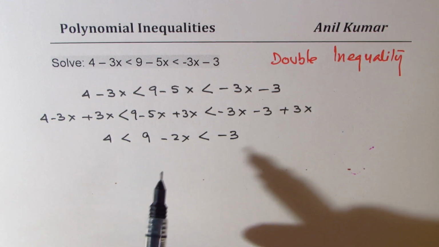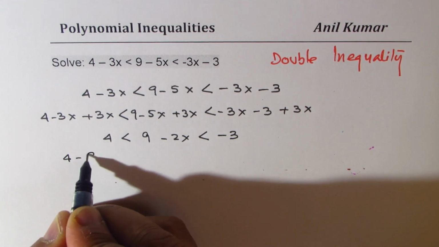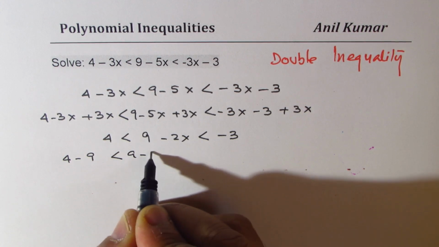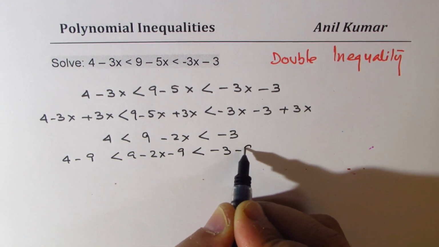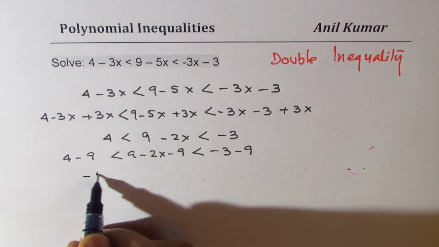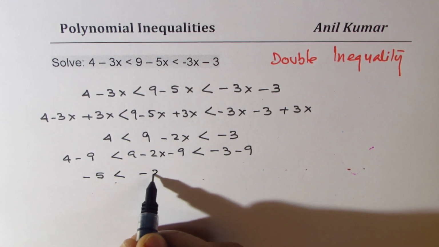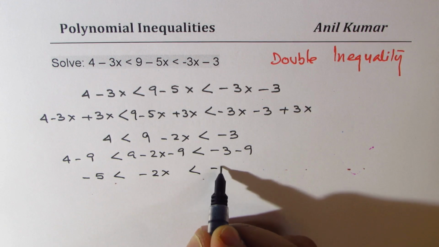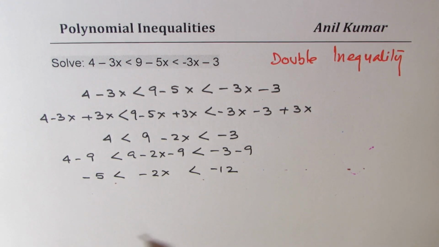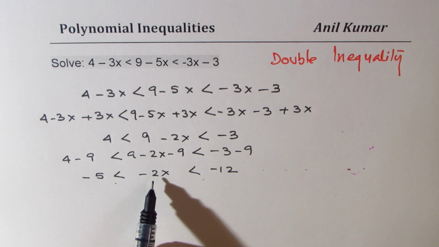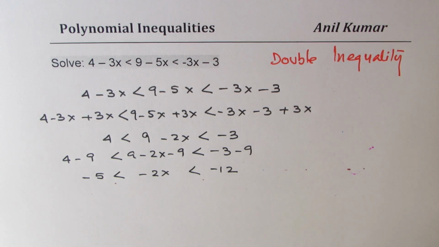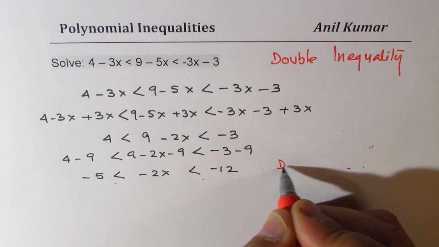Now we have to get rid of 9. So we'll do 4 minus 9, 9 minus 2x minus 9. See the steps involved. 4 minus 9 is minus 5. Here we get minus 2x. And here we get minus 12. Now what we need to do is divide by minus 2. You get an idea. Divide by minus 2. So this is a very critical step. We need to divide by minus 2.